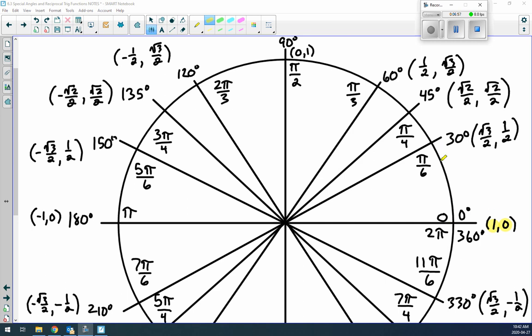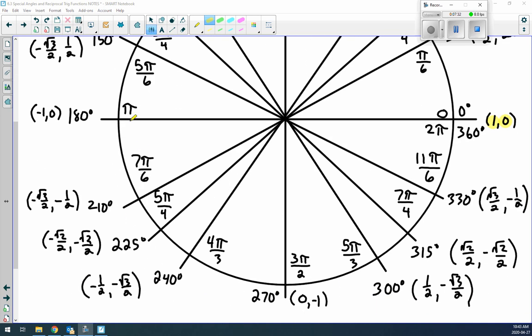Okay, so 30 degrees, pi over 6. There's one of them. So from 30, we go up to 60. There's another pi over 6. So that's 2 pi over 6, which reduces down to pi over 3. Okay, another step here, 3 pi over 6, which reduces down to pi over 2. 4 pi over 6, which reduces down to 2 pi over 3. 5 pi over 6, that's already in reduced form, it can't go anywhere. 6 pi over 6, oh yeah, that reduces down to pi. You see how this is working? We're taking a step of pi over 6 every time.